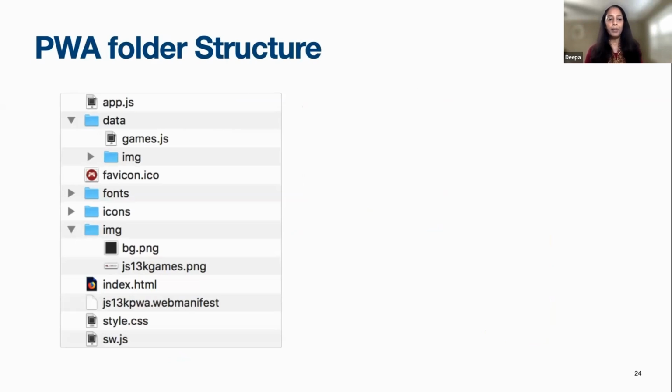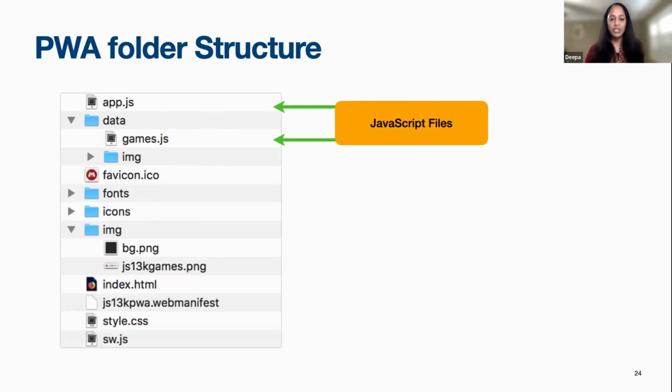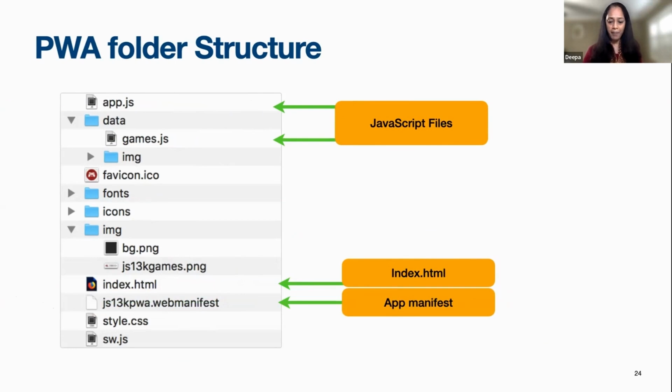So here's an example of a progressive web app folder structure. And inside the source, you would have JavaScript files. And if you see, there's an HTML file, and at the root of it, you have the app manifest and service worker, right? Note that the service worker is at the root level, and it is a JavaScript file.